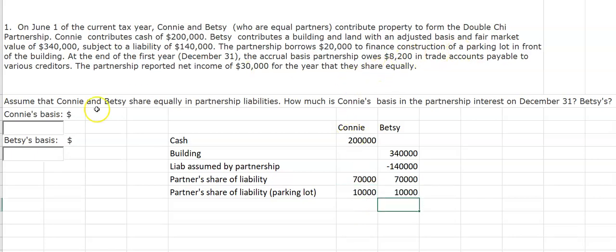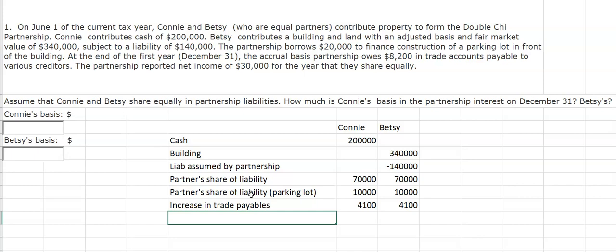And then what else do we have here? At the end of the year, the accrual basis partnership owes $8,200 in trade accounts payable to various creditors. This was a brand new company, so we started owing them $0 and it increased to $8,200, because what we do is look at the change in the liabilities to calculate this. So they went up by $8,200, so we're going to give them each half of that, $4,100 again, and we'll call that increase in trade payables.